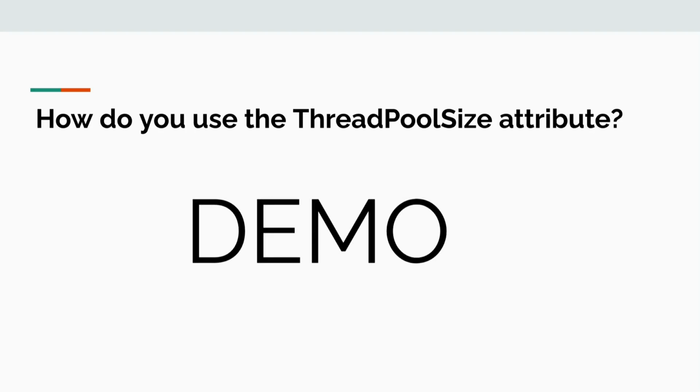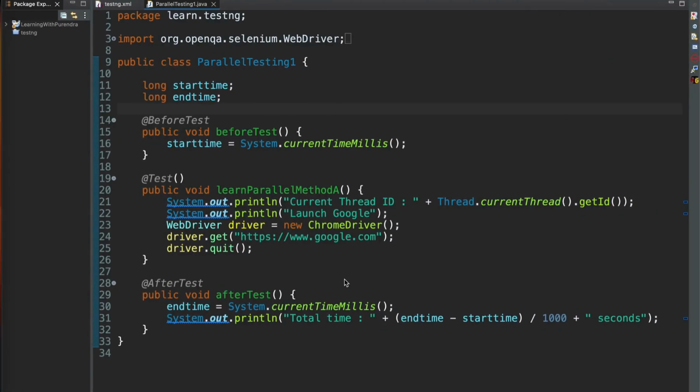Now we have demo time. How to use this attribute and how it is beneficial, and you will get the answers to both the questions we discussed at the start of this video. Just to save all of your time, I have created one class, ParallelTesting1. In that class there is a test method. There I have written @BeforeTest and @AfterTest. In these, I am just taking the start time and the end time, and in the after test I am also printing how much total time it takes to execute a single test case.